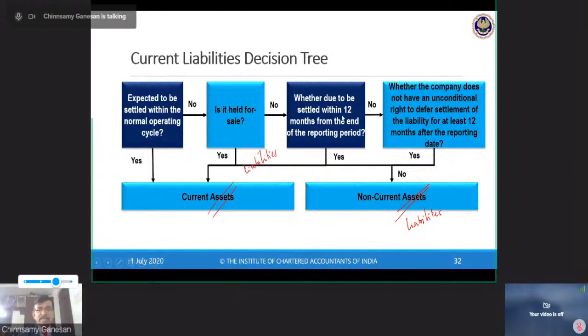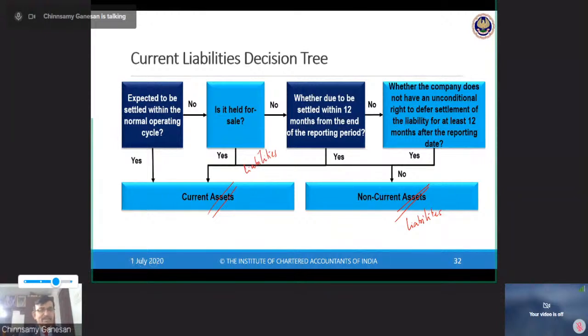Is it held for sale? No. Whether it is due to be settled within 12 months, because my contract period is only 9 months, or maybe 6 months is the due date. So if that 6 months is within the next 12 months, yes, current liability. Suppose it is due to be settled beyond 12 months, normally trade creditors will not be in that situation, but a bank loan could be. So there the trade payable test is settled here.